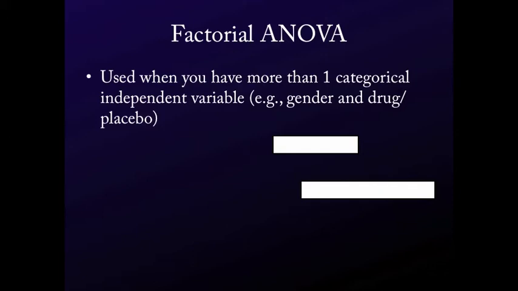Factorial ANOVA tests what's referred to as the omnibus null, which means that the means of all the different groups are exactly the same. So male mean is the same as the female mean, or the drug mean is the same as the placebo mean, etc.